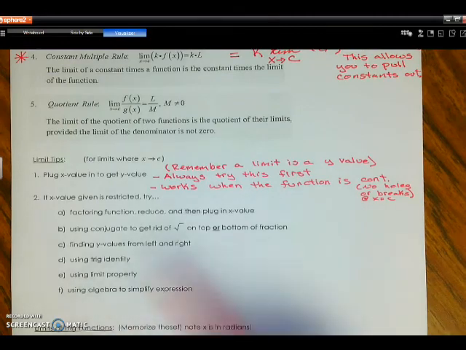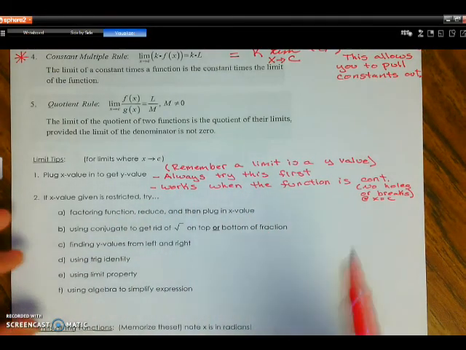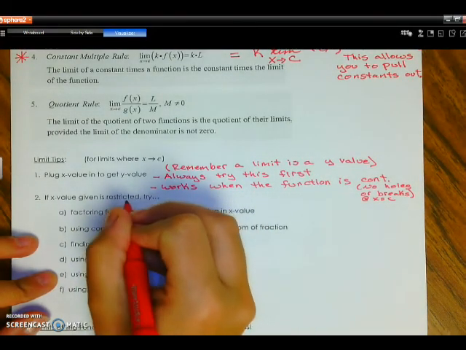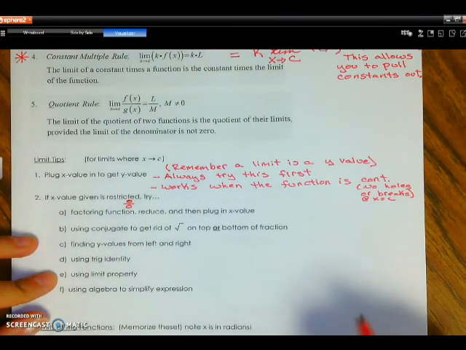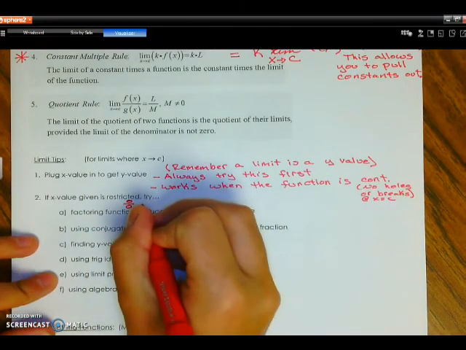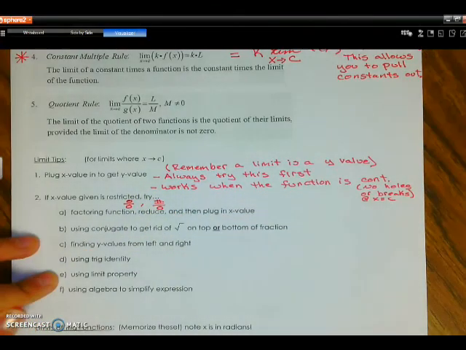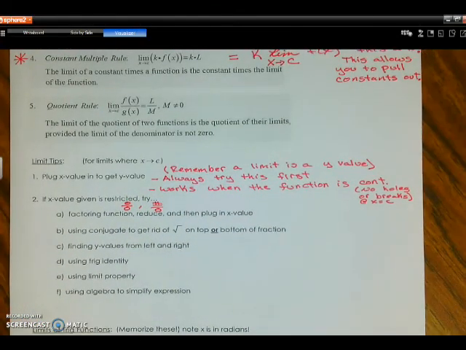All right, so say you try to plug in and something bad happens, okay? So what if when you plug in, you get 0 over 0, okay? You tried to do direct substitution, and you end up with something like 0 over 0, or some number over 0. The problem with each of those, we call those indeterminate forms, is that there is a 0 in the denominator, and we know that that is not good news.